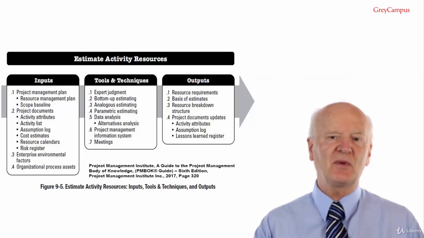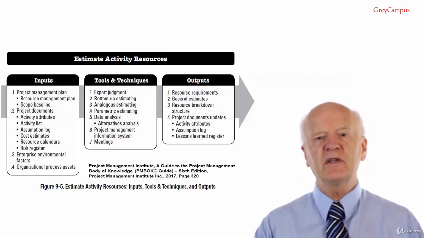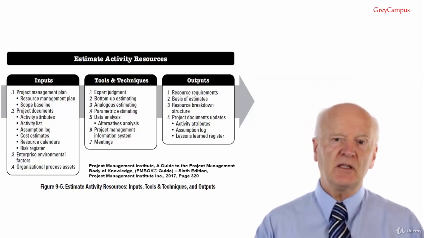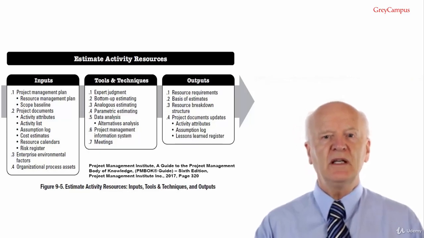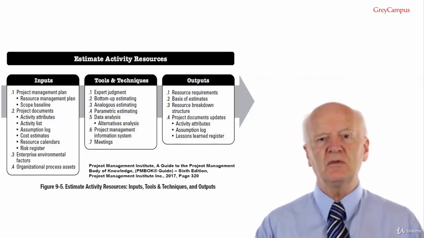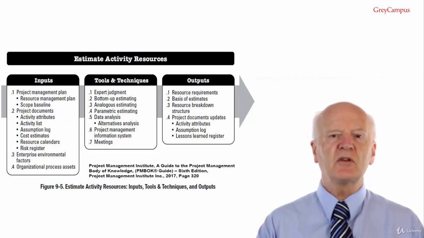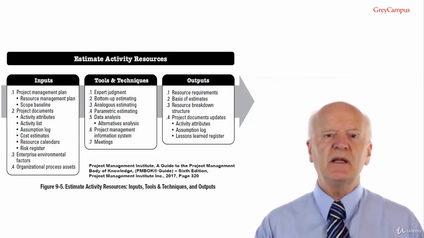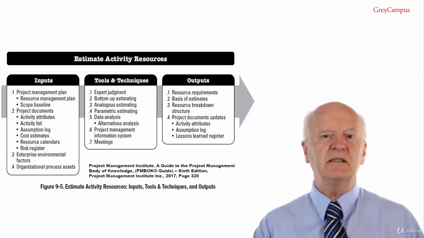Estimate Activity Resources, outputs. Output number 1, resource requirements. Resource requirements identify the types and quantities of resources required for each work package or activity in a work package, or it can be aggregated to determine the estimated resources for each planning package, each work breakdown structure branch or the project as a whole. The amount of detail and the level of specificity of the resource requirements descriptions can vary by application area. The resource requirements documentation can include assumptions that were made in determining which types of resources are applied, their availability and what quantities are needed.